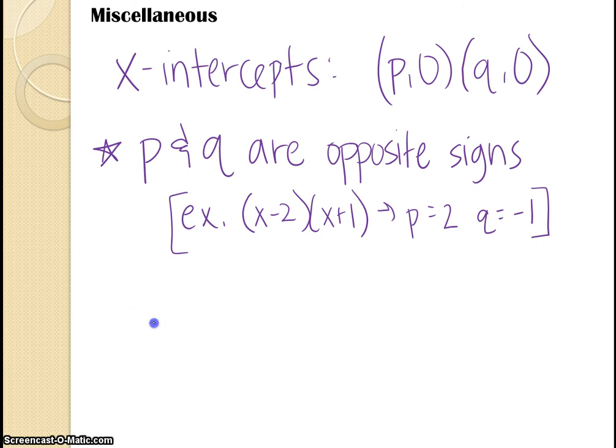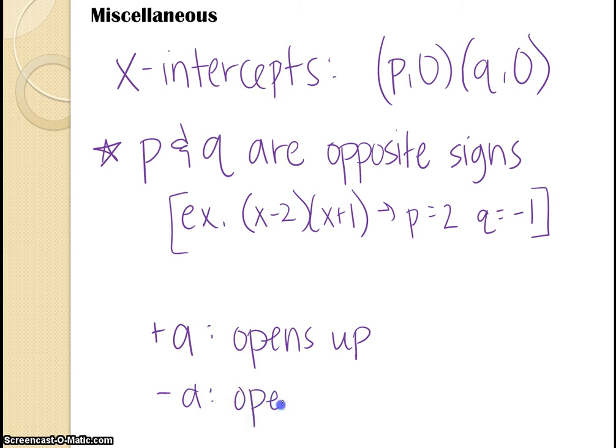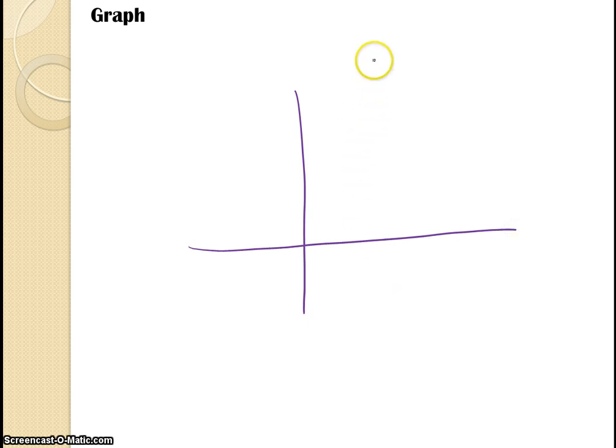And just like with our other forms, if we have a positive a out front, it opens up. If we have a negative a, it opens down. Looking at our graph, we've got our axis of symmetry. We have our vertex. And we have our x-intercepts.